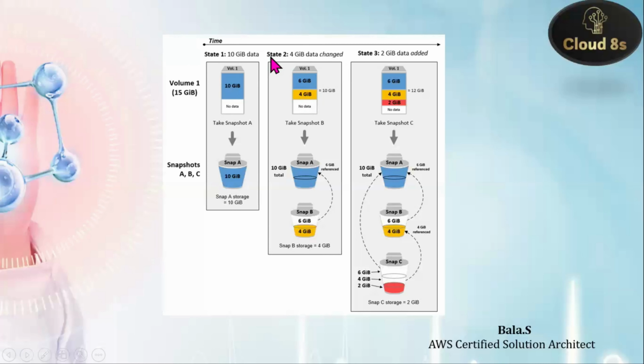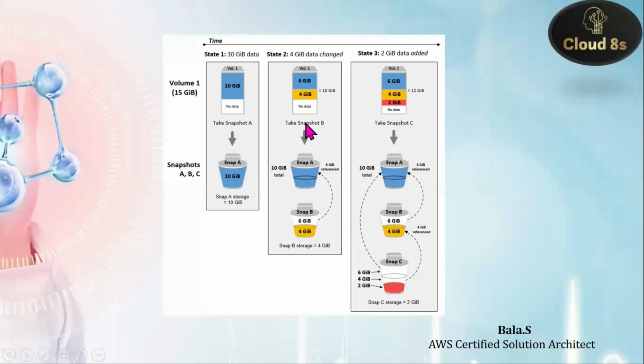So when I trigger the snapshot in state 2, snap B, what will happen? It will capture the 4 GB of changed data into snap B. The balance 6 GB will be referred to snap A. So in snapshot 2, I have only 4 GB of the latest data, along with the 6 GB referred to the existing snapshot. This is the way the incremental happens. Only the changes are captured, and the other data will be referred to the source.